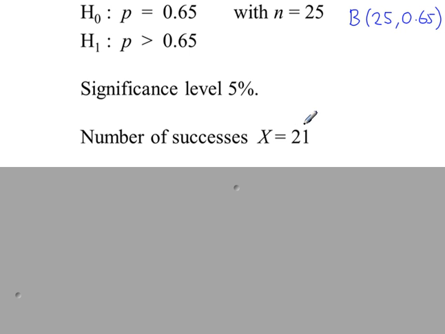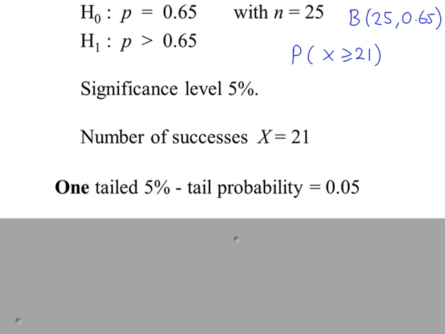There were 21 successes in this random sample of 25, and because H1 says p greater than, we're going to work out P(X greater than or equal to 21), based on that sign there. It's a 5% significance level, one-tailed test.